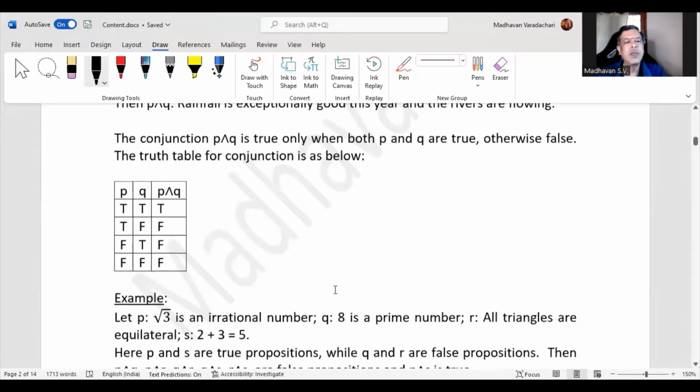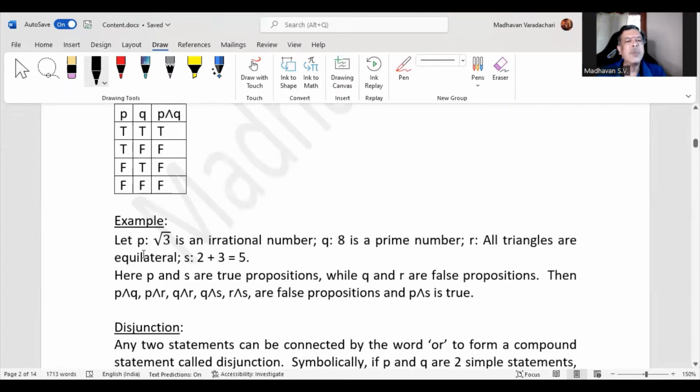all becoming false. An example, let statement P be square root of 3 is an irrational number and statement Q be 8 is a prime number. Statement R be all triangles are equilateral. Statement S be 2 plus 3 equal to 5. Here P, that is root 3, is an irrational number and 2 plus 3 equal to 5. These two are true propositions, whereas 8 is not a prime number, so it is a false proposition. All triangles are equilateral is also a false proposition. So we say Q and R are false propositions, P and S are true propositions.